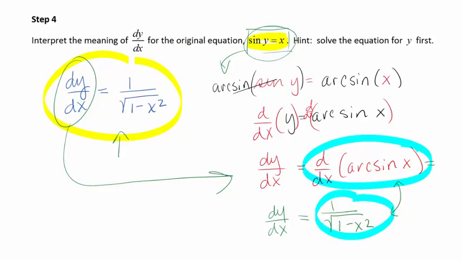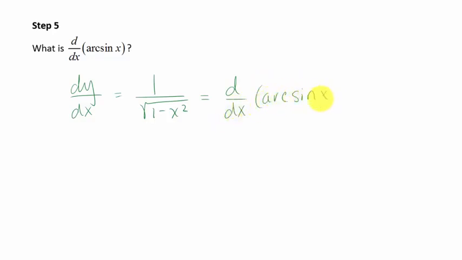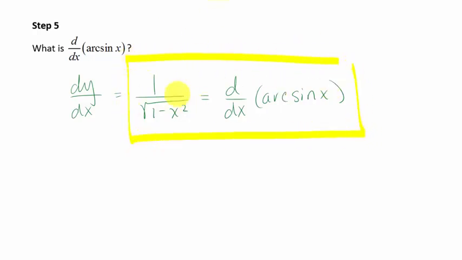Let's look at the very last step. We talked about this already a moment ago. If we say that dy dx is equal to 1 over the square root of 1 minus x squared, and that's the same as the derivative with respect to x of arcsine x, we have figured out what the derivative of arcsine x is. It's this piece right here. You're going to do something very similar for the arccosine and the arctangent. If you need to look back at this video to replicate any of those pieces, please feel free to do so.